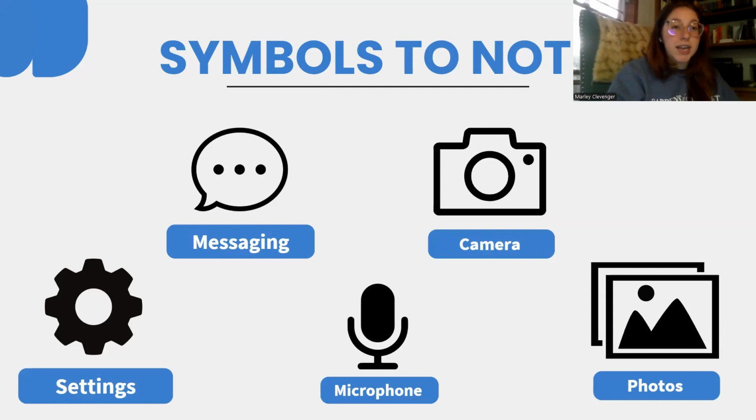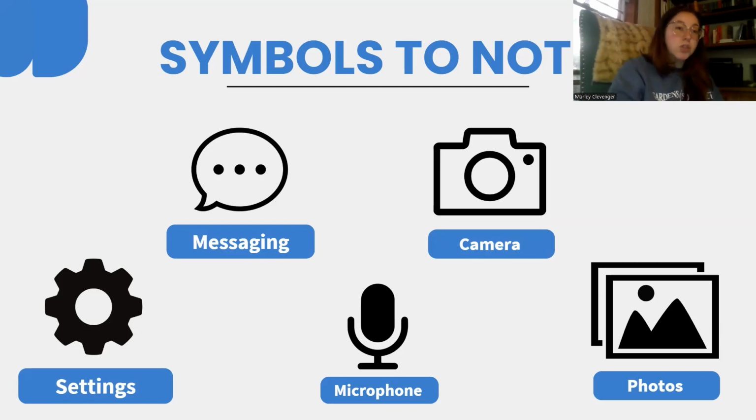We're also going to be looking at our messaging app, our texting app, and that one has the speech bubble. It usually has the three dots in it. For our microphone, that's when we're going to use our voice to text, and it looks like a radio microphone. The camera icon, that's where we're going to take pictures if we want to, and that one looks like a camera. And then there is the photos icon.